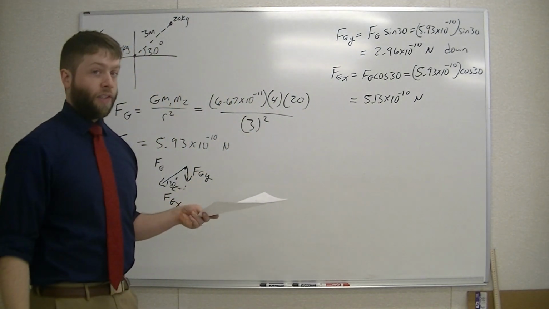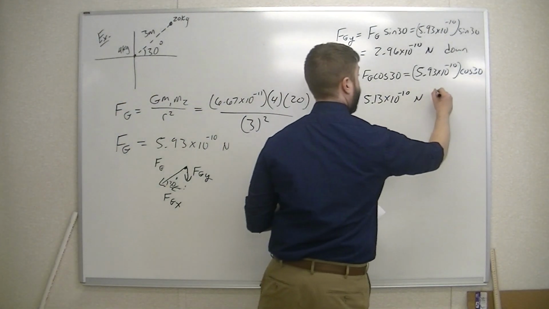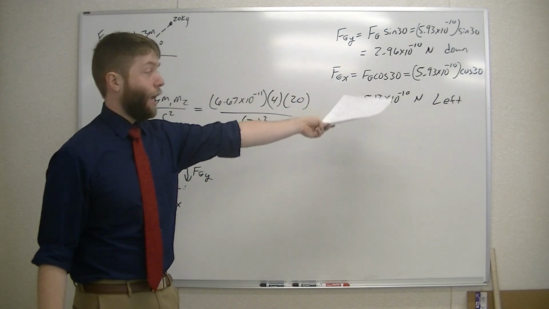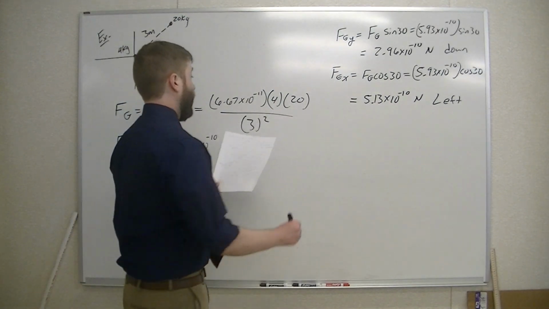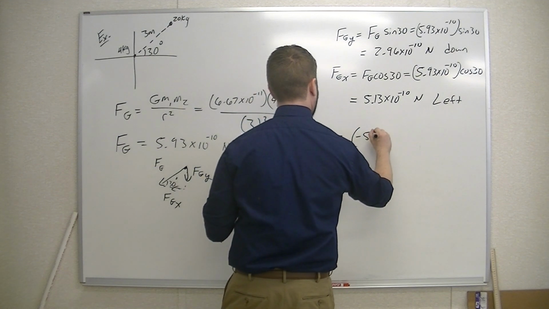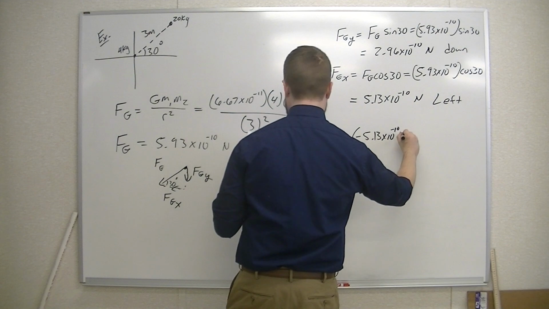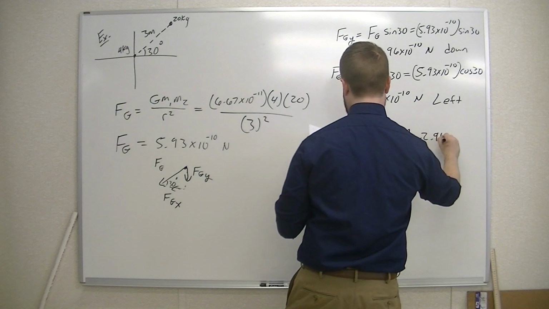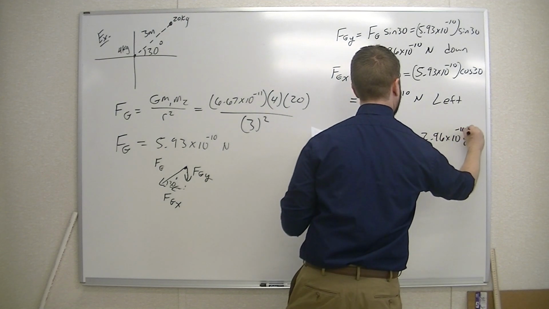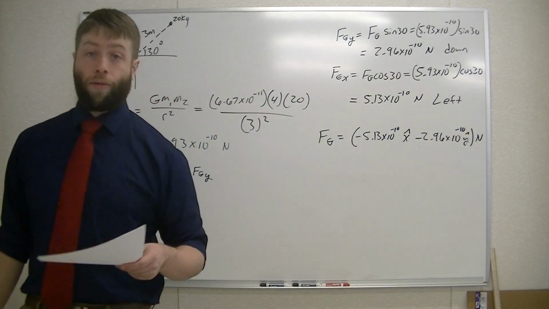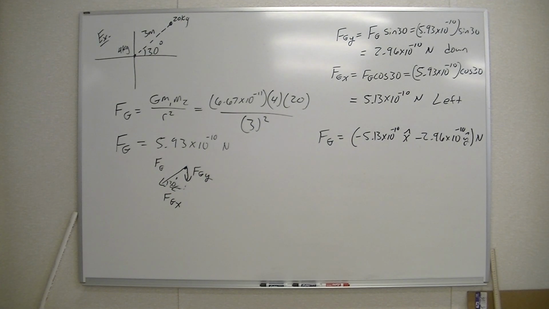So now we put these two guys together in unit vector notation. Keep in mind that this is to the left, so I'm going to have two minus signs, one from the downward FGY and one from the leftward FGX. And I get that FG in unit vector notation is negative 5.13 times 10 to the minus 10 in the x hat direction, notice the minus sign, and then minus 2.96 times 10 to the minus 10 y hat, also in the minus direction, and then we put a Newton on there to signify our units. Okay, very straightforward problem, but you have to remember to break it down into components after you calculate FG.